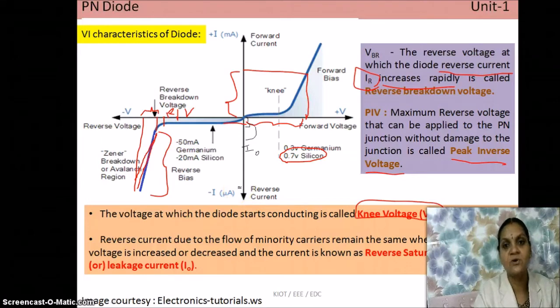Right? So these are all the takeaways from the characteristics. By plotting the characteristic, what are all the things you need to explain? Knee voltage means what? Leakage current means what? Peak inverse voltage means what? Reverse breakdown means what? All the things you need to explain while explaining this topic. Got it?